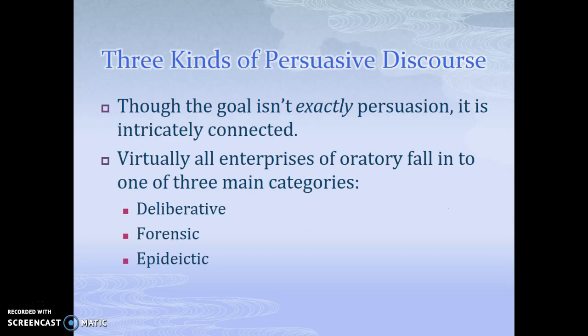So there are, as we said, three kinds of discourse. And remember, the goal isn't exactly persuasion, but it's certainly connected. We want to make sure that we have done our part. Remember our definition of rhetoric, finding the available means of persuasion. We want to make sure that we have done our part in gathering the kinds of evidence and communicating that in such a way that it really meets the situation.